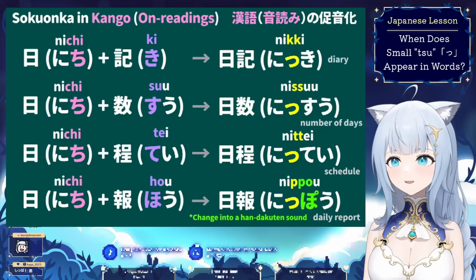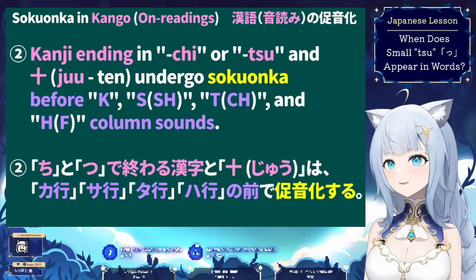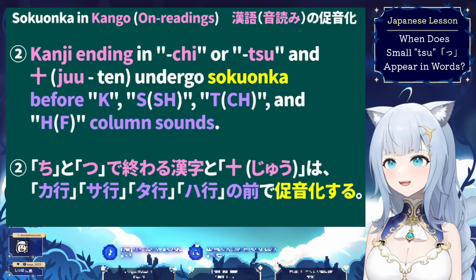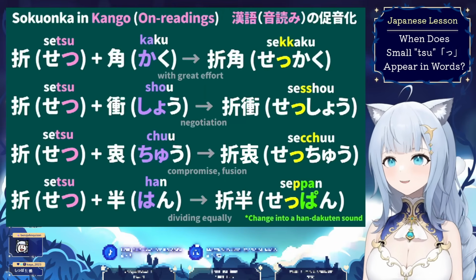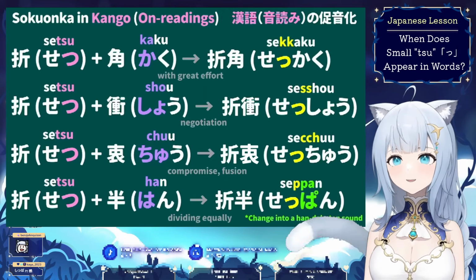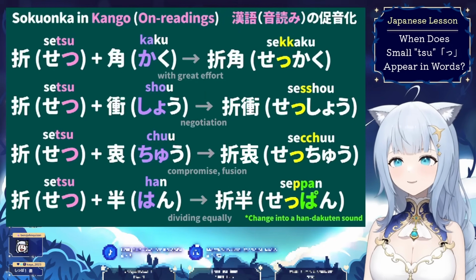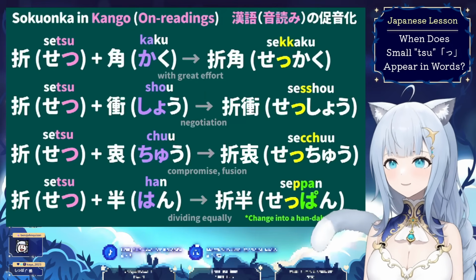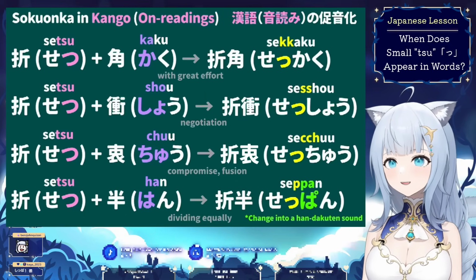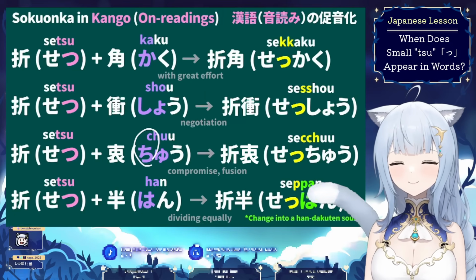So nippou. This is chi plus K, S, T, and H column. The second one is tsu plus K, S, T, H column. Setsu plus kaku, K column, is not setsukaku. It's sekkaku, which means with great effort. And the second one, setsu plus shou. It's sesshou, not setsushou, which means negotiation.